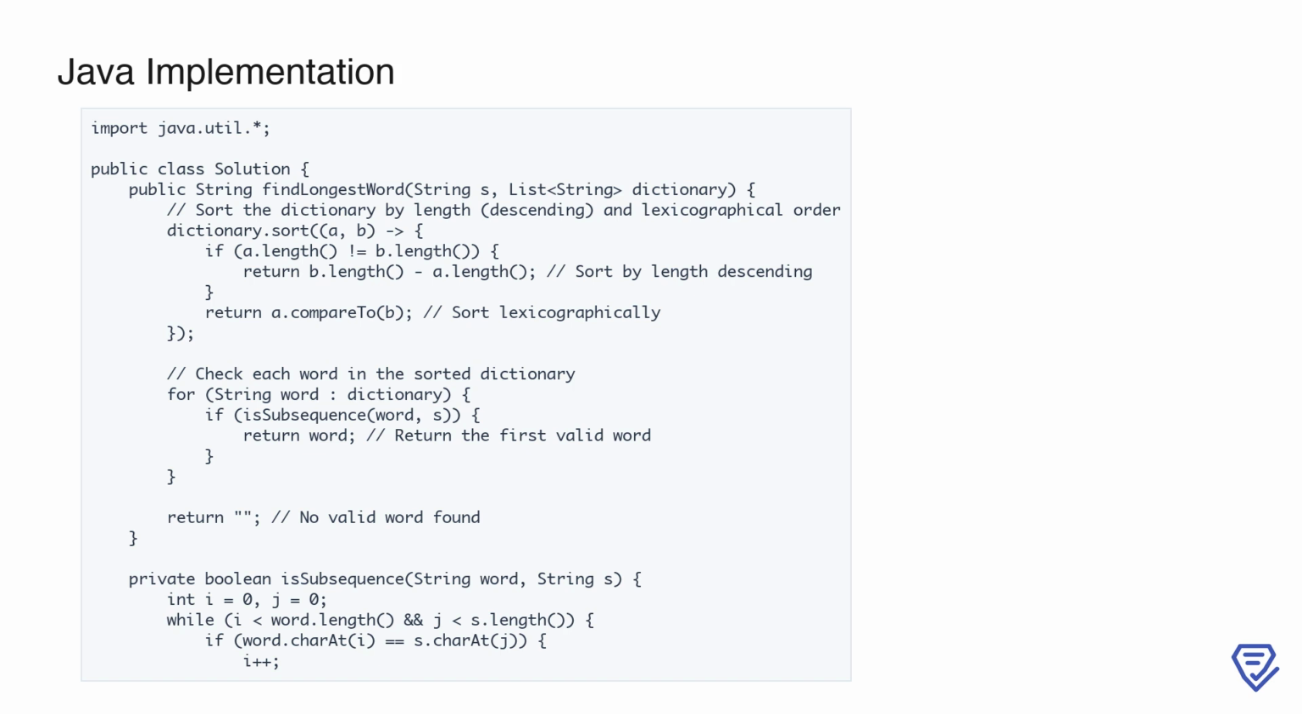For each word, we check if it is a subsequence of S by calling the helper method isSubsequence. If it is, we return that word immediately since the sorting guarantees it is the best possible choice. If no word matches, we return an empty string as the default case.